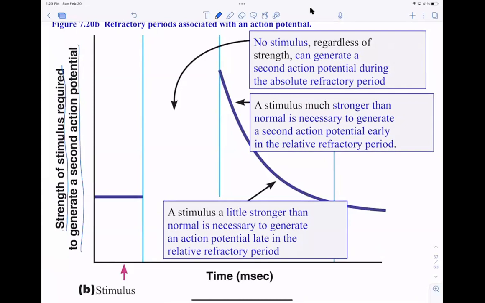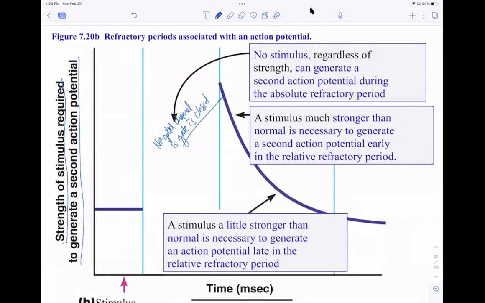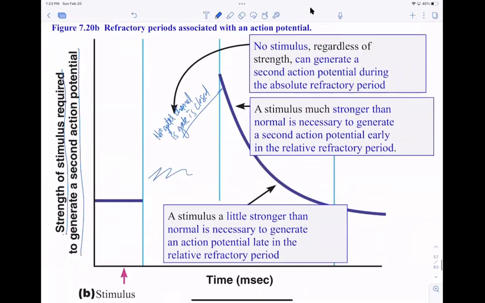Well, during this period, the sodium gated channel is closed. If the gate's closed, nothing's happening. That's why nothing's happening right here. So this is time. During this time period, there's no way to have a second action potential. That's why it says no stimulus, regardless. But at this point, some of the gates are opening. Some gates open. And as time goes on, more gates open.